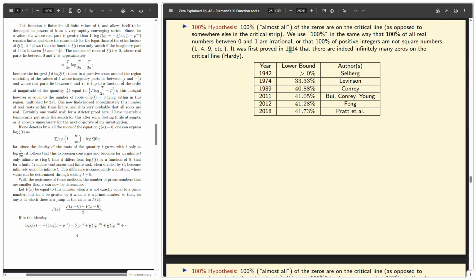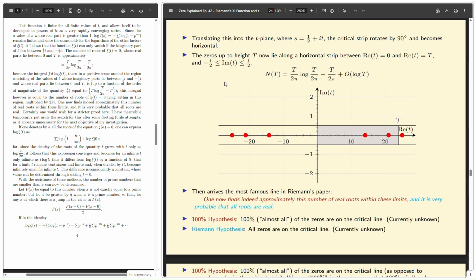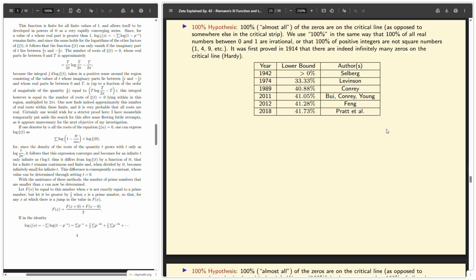In 1914, Hardy proved that there are indeed infinitely many zeros along the critical line. Remember, Riemann had actually found the first 3 zeros on the line. But what's to say that, even if this is true, at some point there stops being zeros on the line, and all the zeros are somewhere else in this strip but not on the line? So it took until 1914 to prove that there are actually an infinite number of zeros on the critical line. And then Selberg proved in 1942 that at least some positive percent of the zeros are on the critical line.